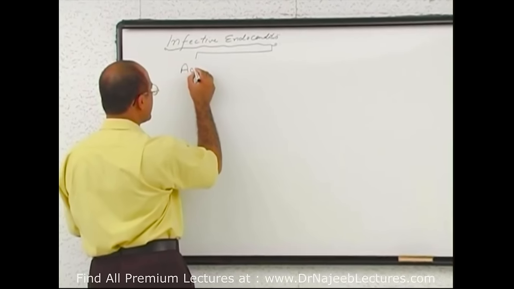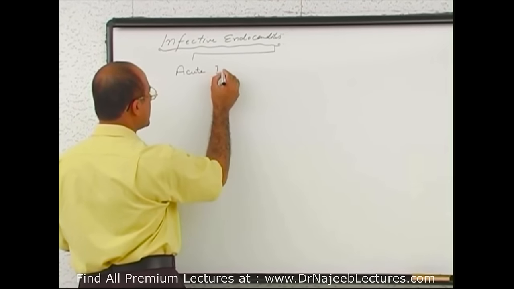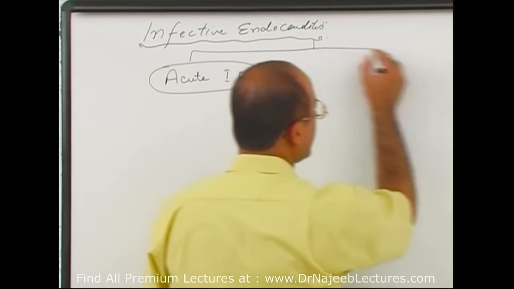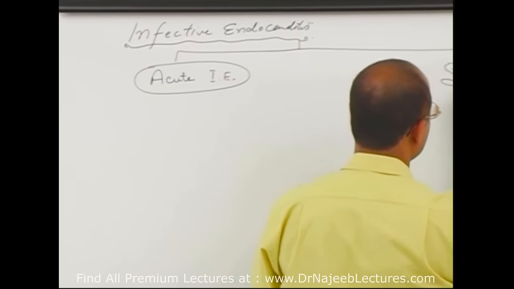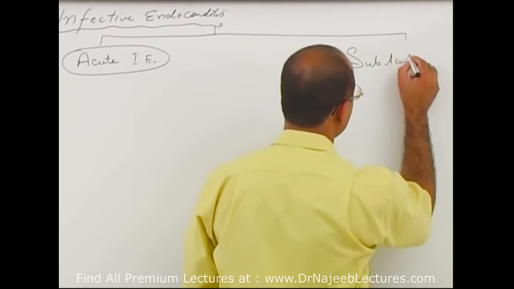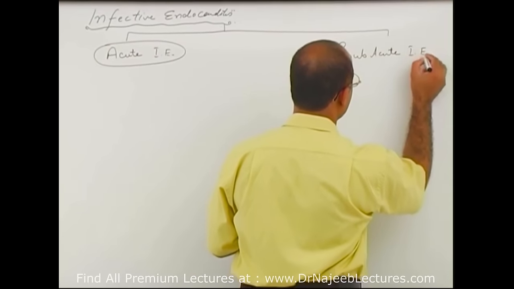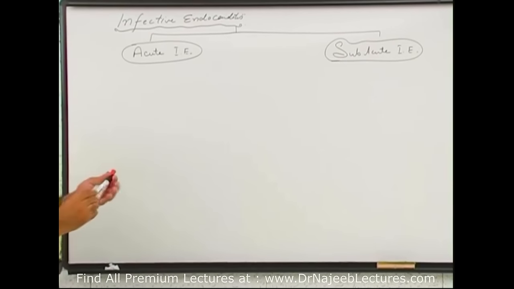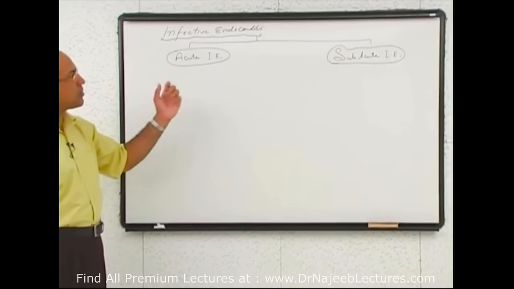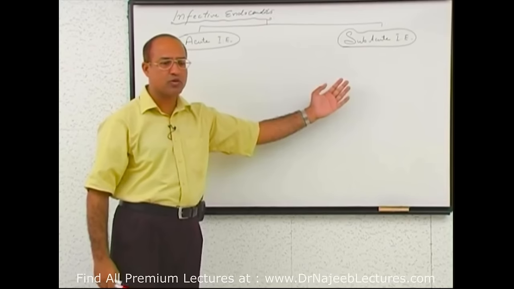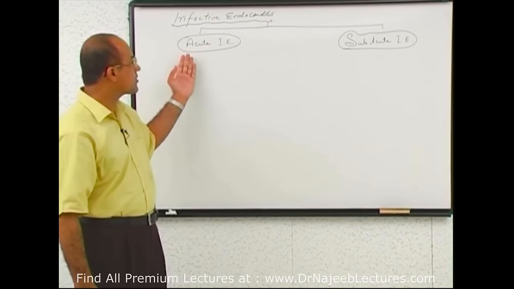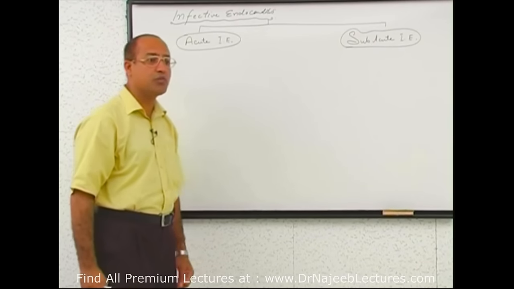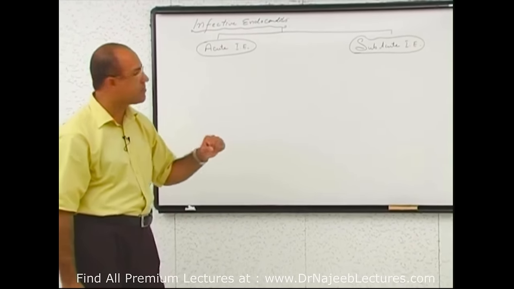One is called acute infective endocarditis, and the other is called subacute infective endocarditis. Right. Now the art of understanding is that you must be able to differentiate these two cases. The clinical presentation is different, and both conditions are managed in a slightly different way.